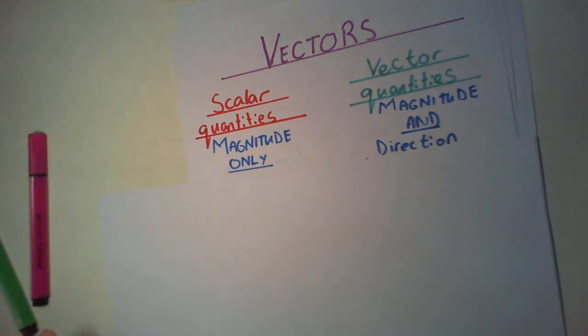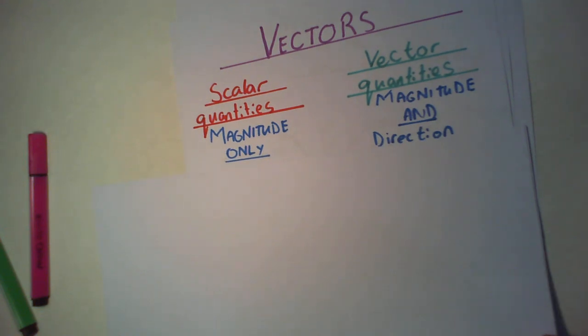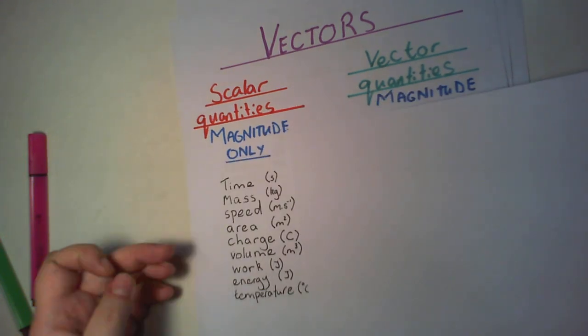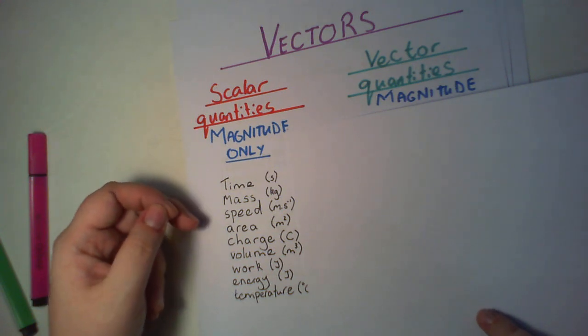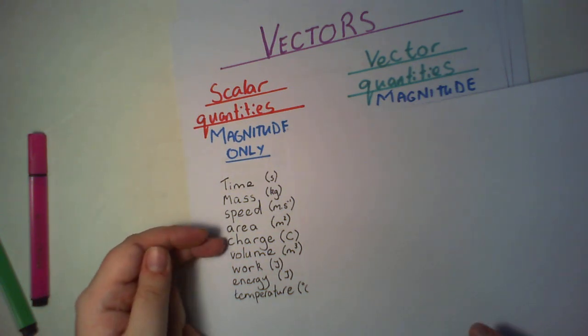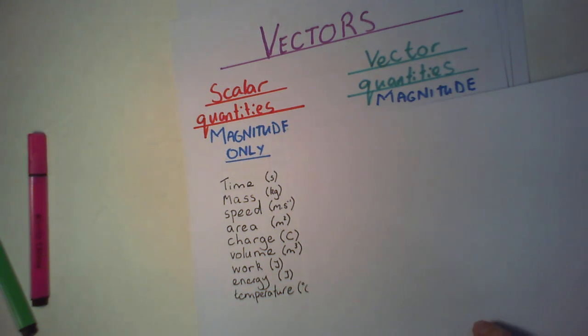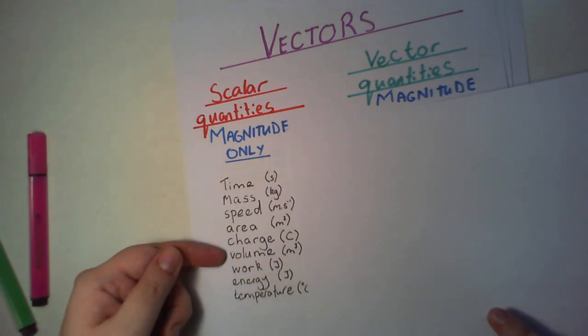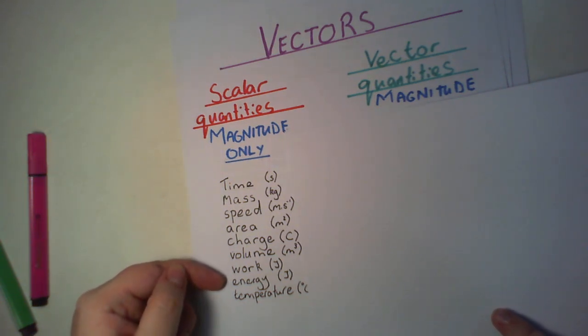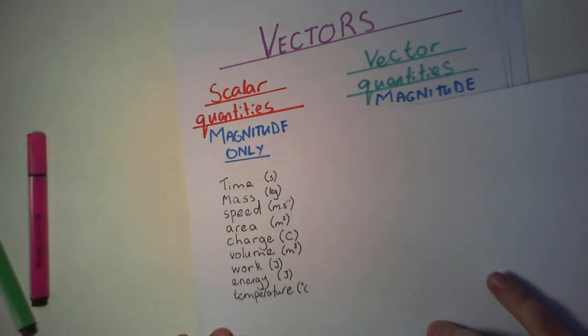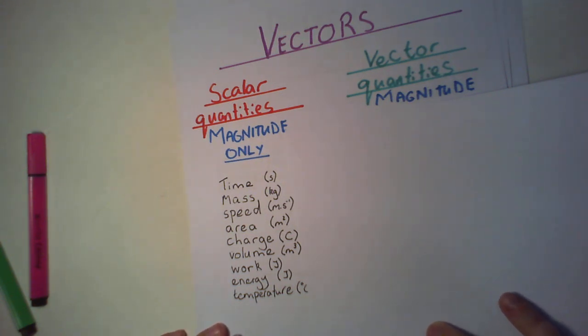Good? Have you thought of some? Let's see. Let's look at some scalar quantities. We have things like time, mass, speed, area, charge, as in the charge on an object, or if you're using charge in a series circuit or something similar, volume, work, energy, and temperature. These are all quantities that have only got a magnitude. You don't say 2 seconds left or an area of 5 meters squared north or things like that. We simply have magnitude.